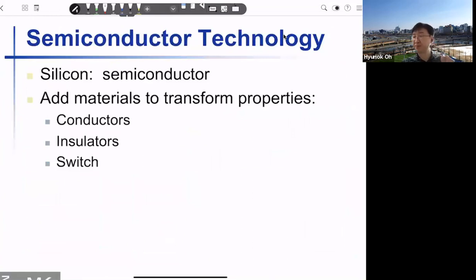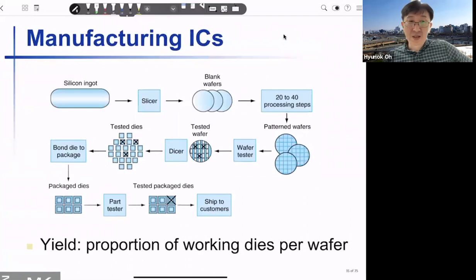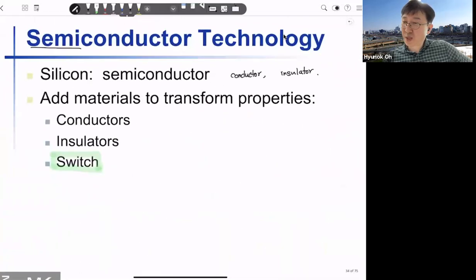Okay, so let's look at the semiconductor. What is a semiconductor? You know the conductor, right? And the insulator. In the conductor case, the current can pass, and in the insulator, the current cannot move. So semiconductor is a little bit between conductor and insulator. If you dope some materials, then sometimes it is a conductor, or in some conditions it looks like an insulator. So using this semiconductor, we can make a switch. Let's look at how we can make this integrated circuit, IC.